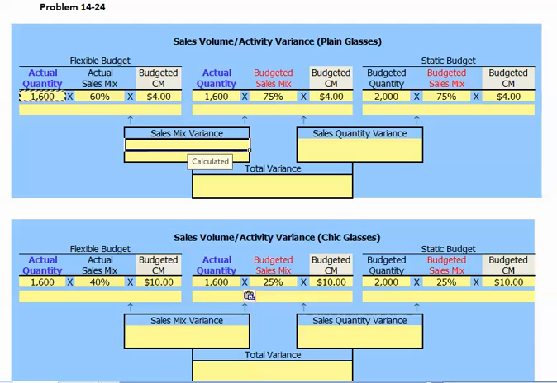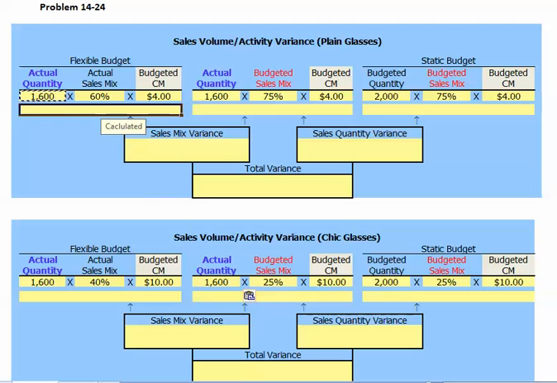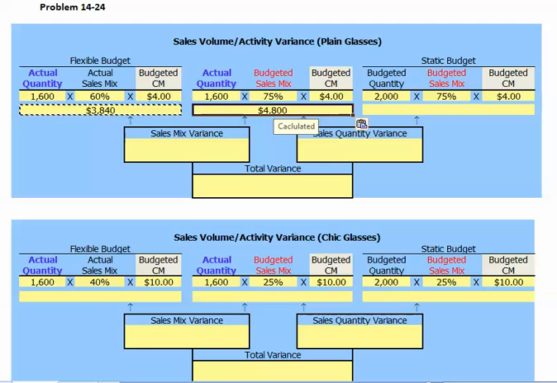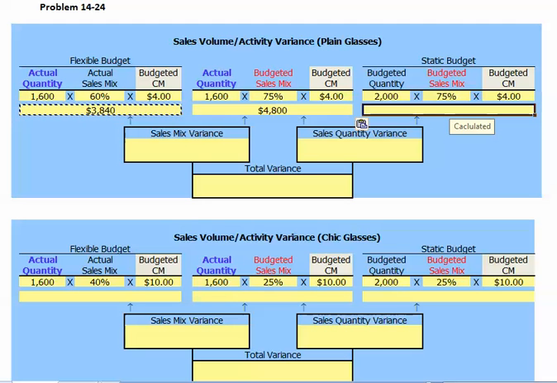Let's go ahead now and calculate our sales mix variances. We need to first calculate our flexible budget amount: 1,600 actual glasses times an actual sales mix of 60% times a $4 budgeted contribution margin. We get $3,840. We do the same calculation in the center column, 1,600 times 75% times 4, and we get 4,800. And for our static budget, we get $6,000.